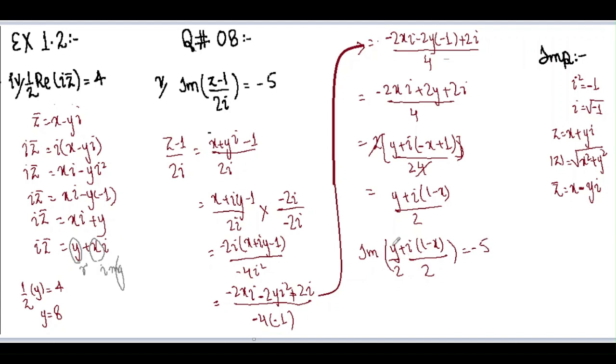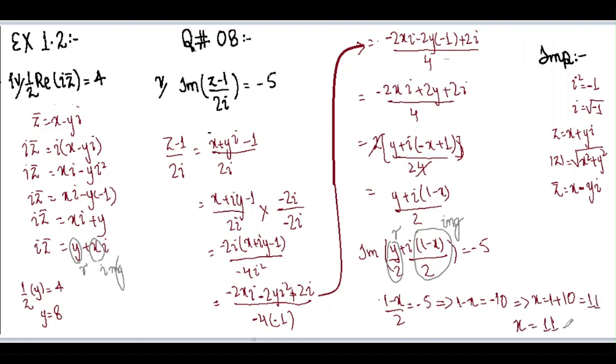So here this is the real part as it contains no iota, but this term contains iota, so it is the imaginary part. Now we are going to write it over here. 1 minus x whole divided by 2 equals minus 5. Now if we multiply 2 with this minus 5 we get 1 minus x equals minus 10 and x equals 1 plus 10, which is 11. So this is our answer, that x equals 11.